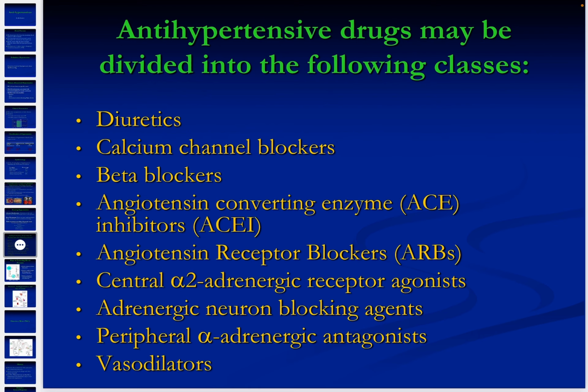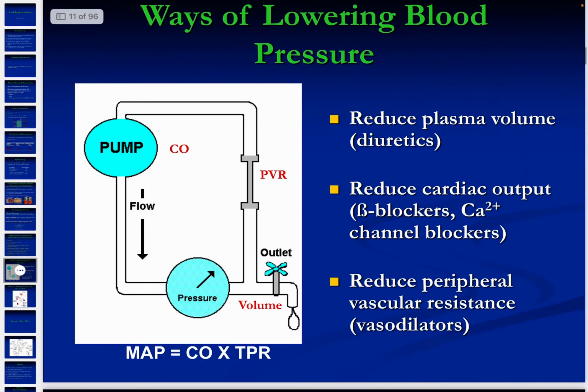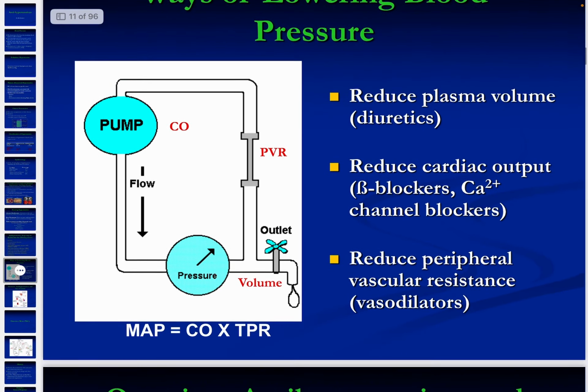And the autonomic nervous system. So we're going to talk about adrenergic alpha-1 blockers, central alpha-2 agonists, adrenergic neuronal blocking agents, and finally vasodilators. How do I choose which one? At the end, when I explain all the drugs and how they work, we're going to give an algorithm.